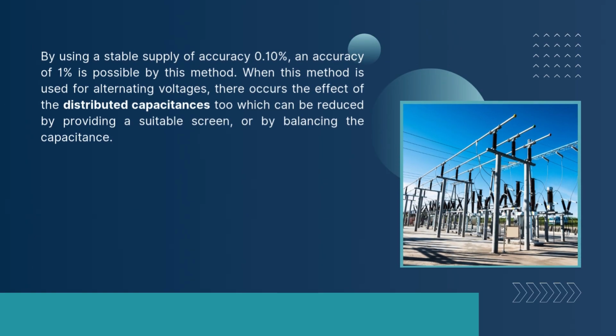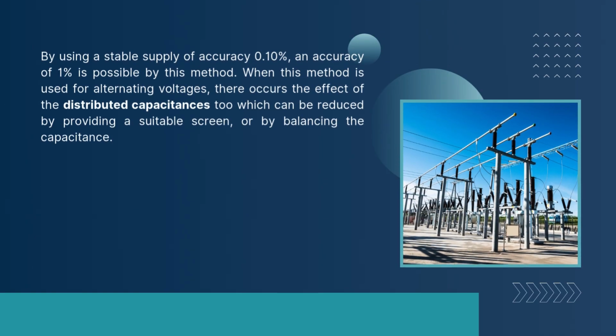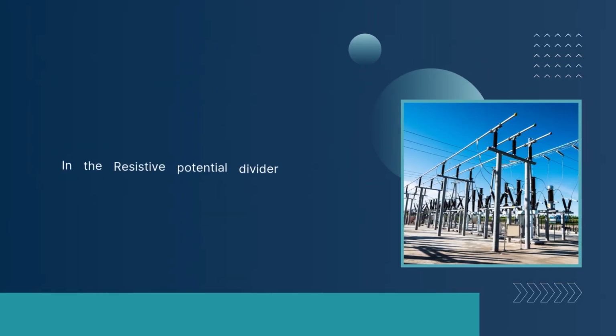By using a stable supply of accuracy 0.10%, an accuracy of 1% is possible by this method. When this method is used for alternating voltages, there occurs the effect of distributed capacitance too, which can be reduced by providing a suitable screen or by balancing the capacitance.